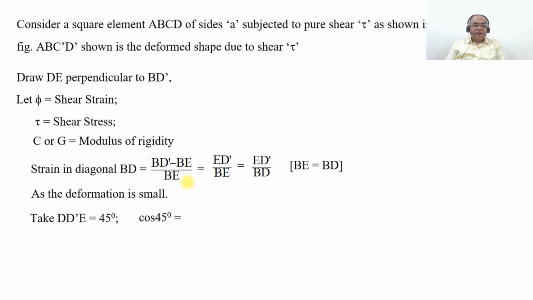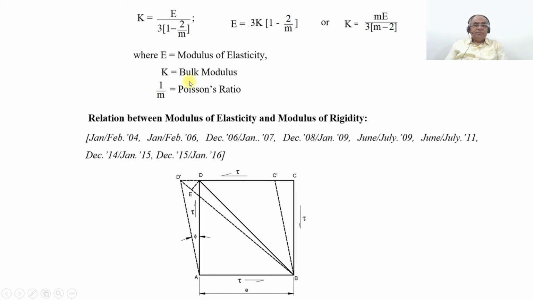Therefore, what is cos 45? Cos 45 is the adjacent side by the hypotenuse, whereas sine is the opposite side by the hypotenuse. Here the adjacent side is D dash E and the hypotenuse is DD dash. The angle subtended here is 45 degrees, so relative to this angle, the opposite side is this and the adjacent side is this.